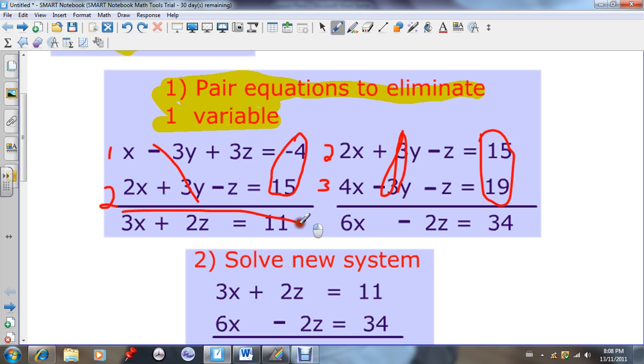It is this one and this one. Here's your new system. What are you going to do? You're going to do elimination again to solve for one of the variables. Which one? It doesn't matter which one. Here what we're going to do is we're going to get rid of the z's. Why? Because you already have a plus 2z and a minus 2z. Simply add them straight up and down. They cancel. What are you left with?